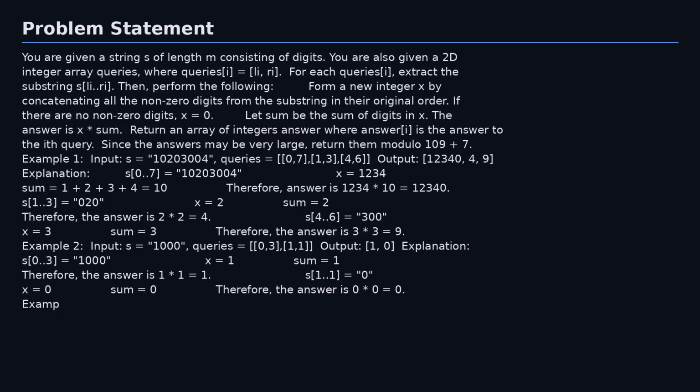To tackle this problem, let's think of it like a two-step process. First, we extract the substring and remove any zeros, kind of like filtering out unnecessary information from a big dataset. Then, we calculate the sum of the remaining digits and multiply it with the formed number.